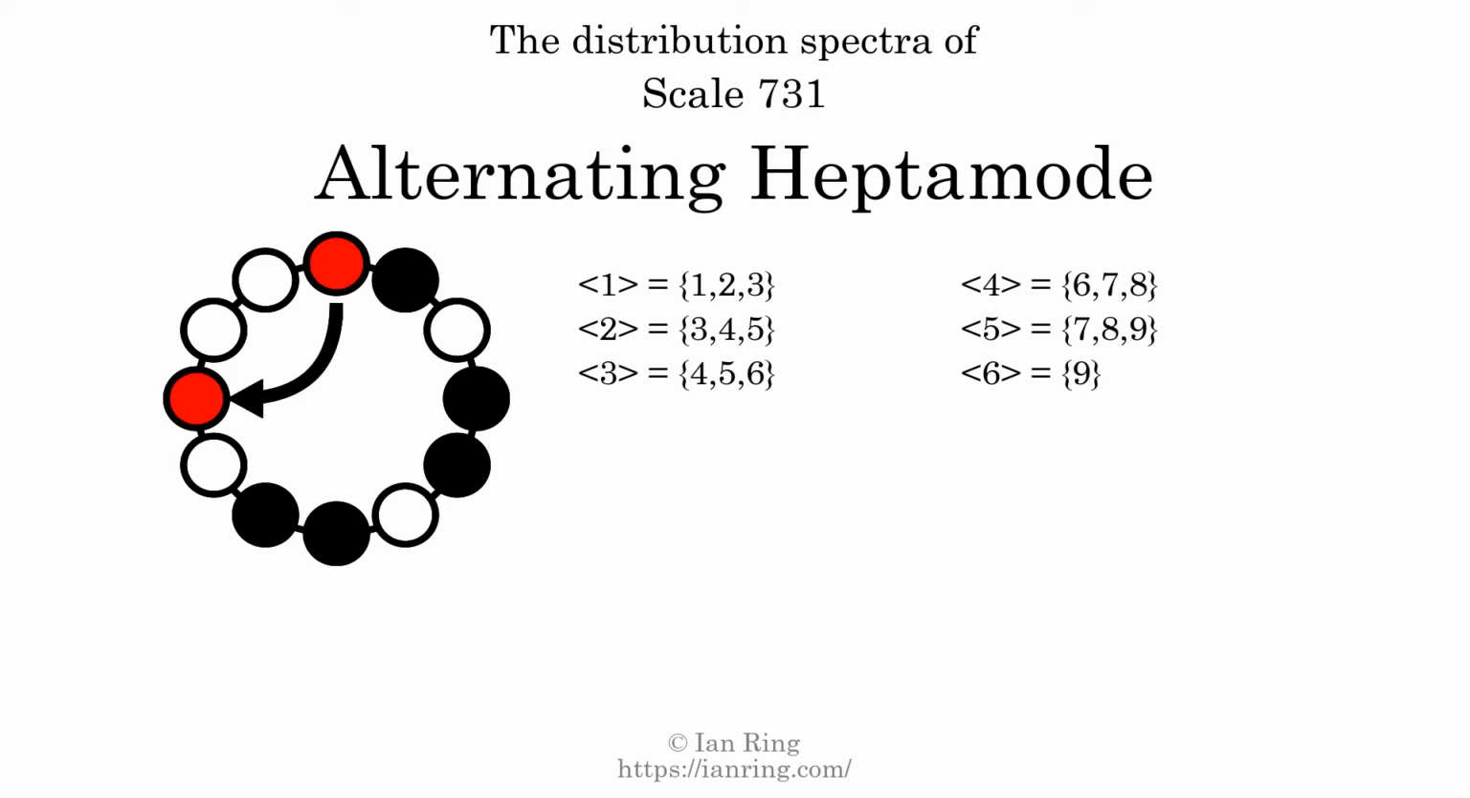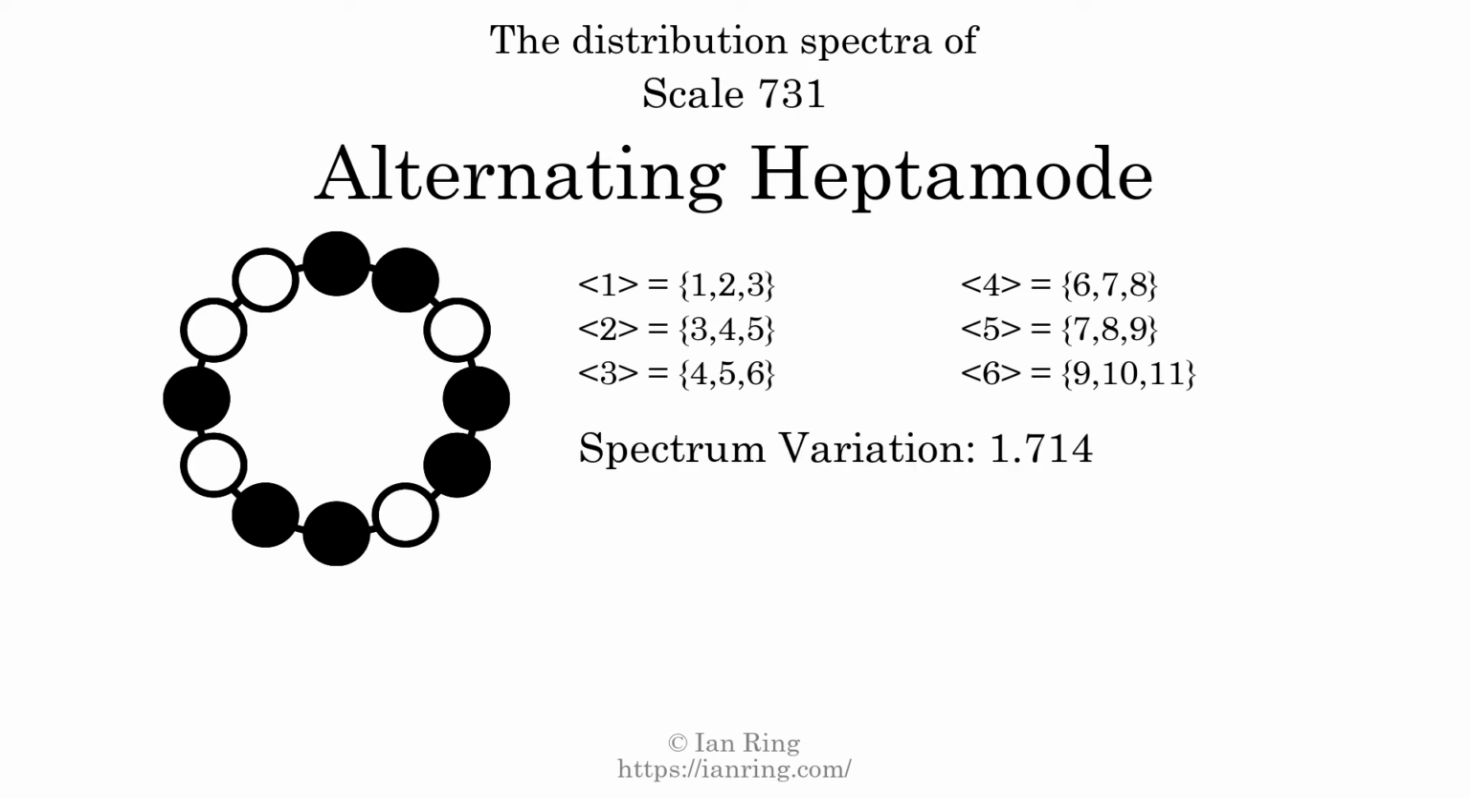9 semitones, 10 semitones, and 11 semitones. The spectrum width of this generic interval is 2. The spectrum variation is the sum of all the widths, divided by the number of tones. The spectrum variation of this scale is 1.714. Since the variation is greater than 0, this indicates that the scale is not perfectly even.